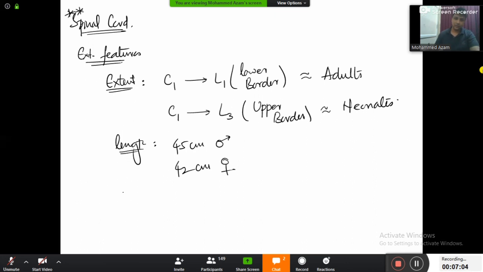Then the next one will be, what is the shape of the spinal cord? The shape of the spinal cord will be cylindrical. Cylindrical, exactly like the pen that you're holding in your hand right now. So if this is my pen here right now, guys, this will be cylindrical. Spinal cord will be cylindrical.